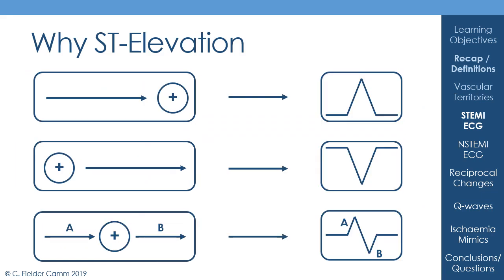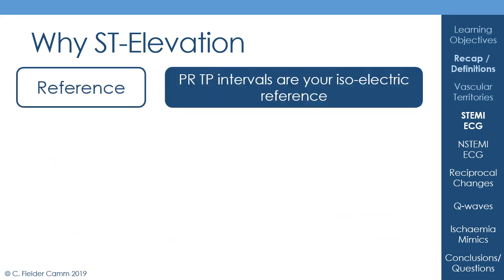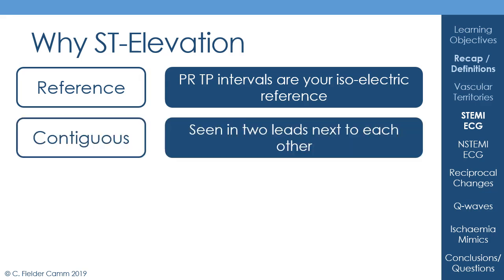And as you remember, a current moving towards the lead will lead to an upward deflection, and away from will lead to a negative deflection. I think what we need to know is that our reference points here, as we've talked about in the previous slide, are our PR interval, and sometimes that interval between the end of the T wave and the beginning of the P wave. And that's what our eyes use as our isoelectric points.